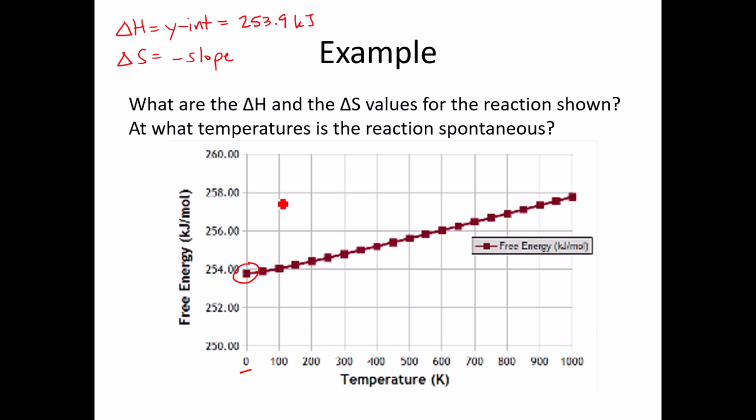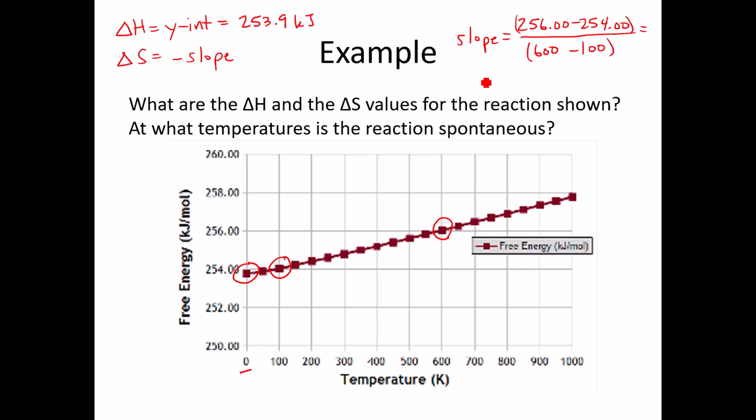kilojoules. To find our delta S, we're going to calculate the slope, and this is just picking 2 points on the line. So find something that crosses. So I'm going to pick this one that looks like it's on a line. This one looks like it's on a line. And we just do difference in y over difference in x. So 256 minus 254 over 600 minus 100.